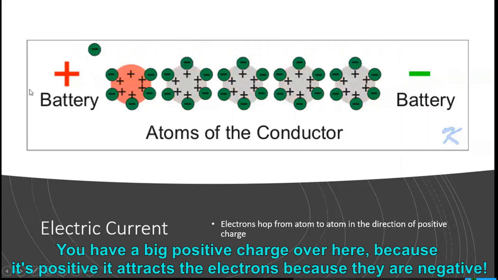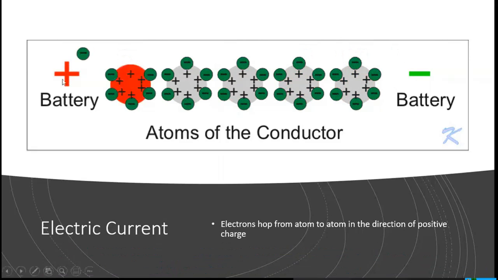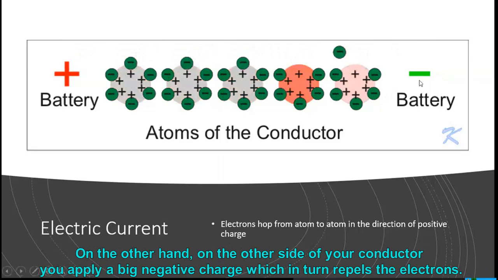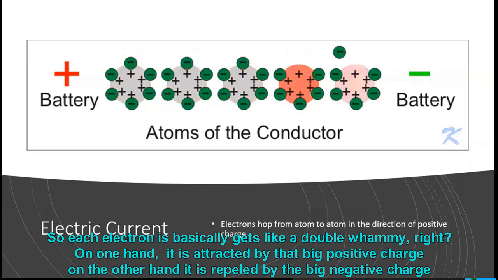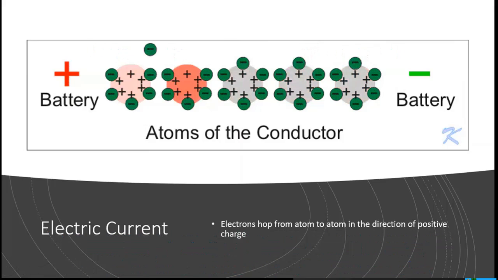Because it's positive, it attracts the electrons because they're negative. On the other hand, on the other side of your conductor, you apply a big negative charge, which in turn repels the electrons. So each electron basically gets like a double whammy, right? On one hand, it is attracted by that big positive charge. On the other hand, it is repelled by the big negative charge, and it's pushing it along in the same direction towards the positive charge. And this is what you're seeing over here.